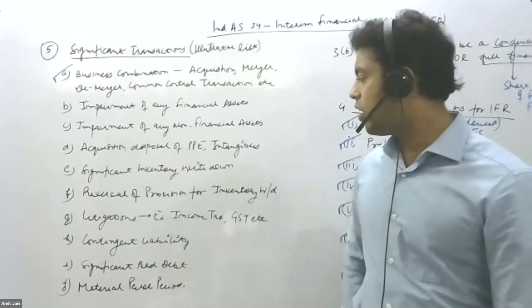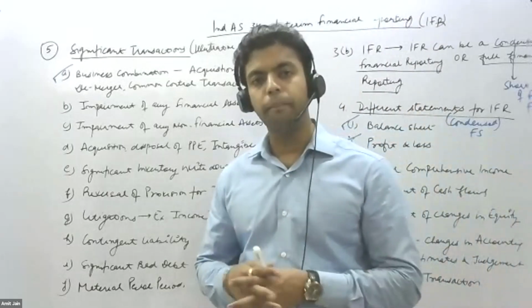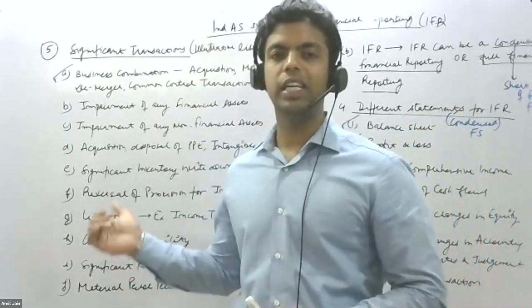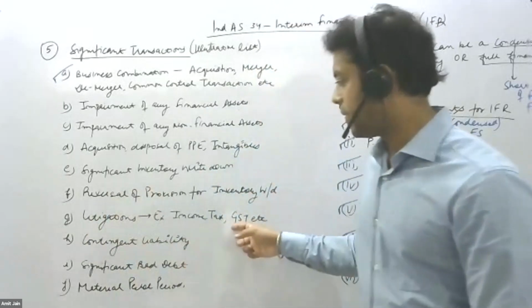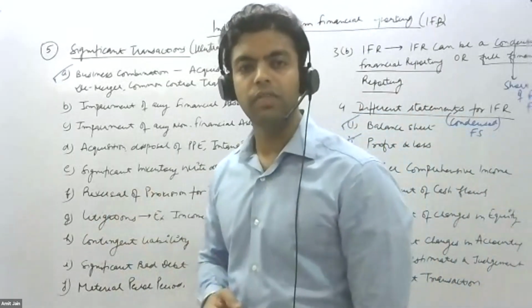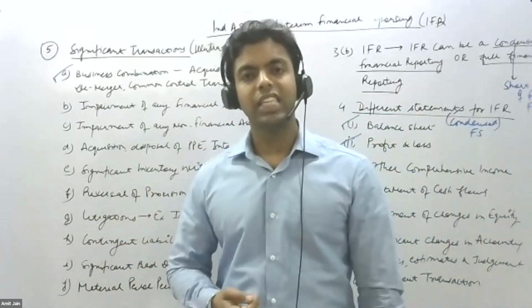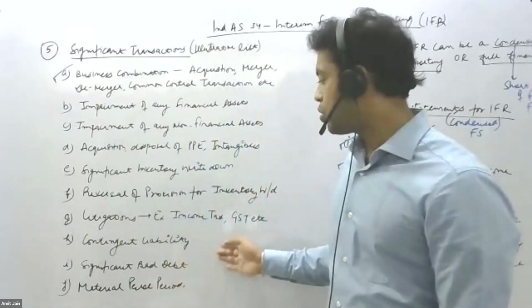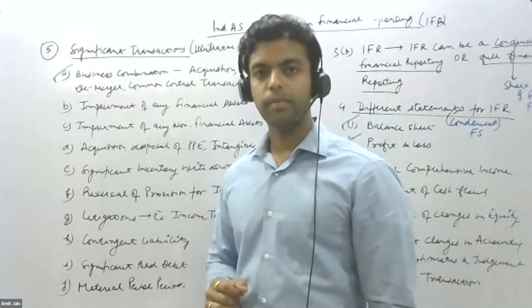Then we have the reversal of provision for inventory write down. If the provision for inventory which was created by the company in the previous quarter is now reversed in this quarter, that again needs to be considered a significant transaction and disclosed separately, right? Litigation. If the company has received a notice from the income tax authority, or is dealing with the income tax authority in respect of assessments, or has received assessment orders, those are called litigation. Those need to be disclosed in the interim financial reporting, right, guys?